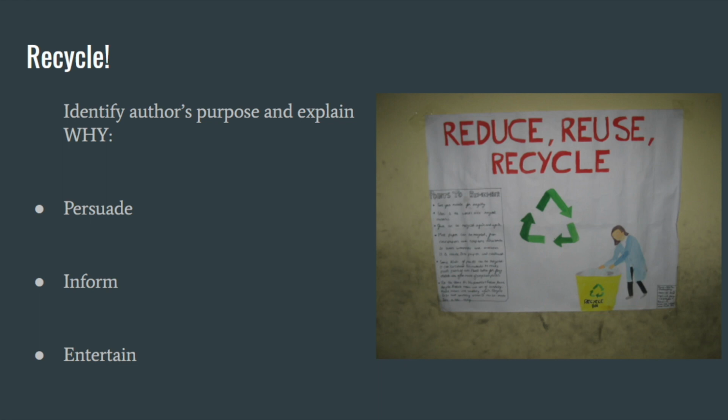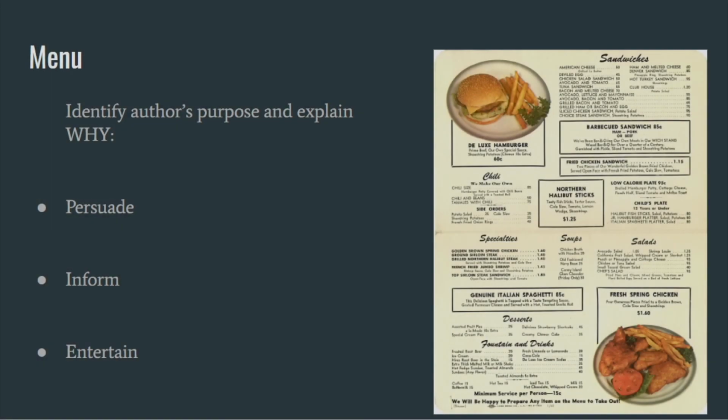Let's look at another example. For our second example, we see a menu at a restaurant. Now let's think again. Are we being told what we should or shouldn't do? Are we being given information about food, descriptions, and prices? Or are we being told a story? Sometimes you'll have more than one. And in this case, we do.